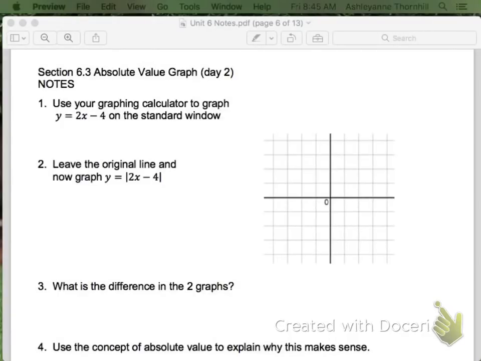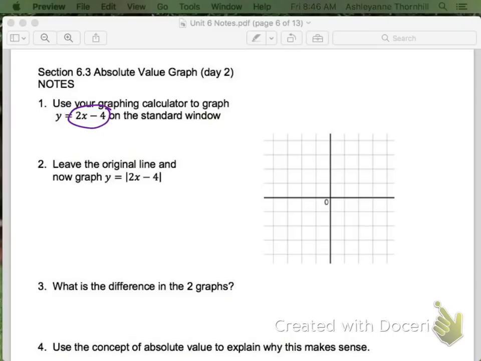Good morning, everyone. Okay, so we're going to start with 6.3, talking about the absolute value graph. So what I want everyone to do right now is to get their calculator out. We're going to use it for a little bit. You know that doesn't always last long in this class. But go ahead and get that out. And I want everyone to graph the equation 2x minus 4 in their calculator.